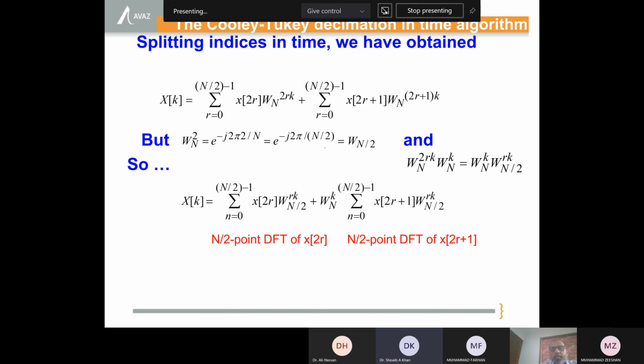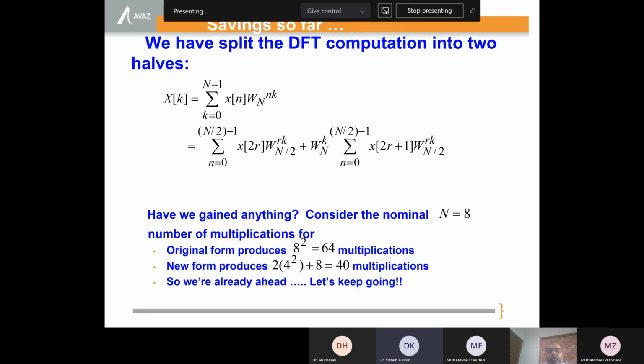Because you can always write this as N by 2, since you take the 2 down from here and write it with the exponential like this, you can write this as an N by 2 point DFT and this also as an N by 2 point DFT, with this factor which gets multiplied, called the twiddle factor. So you have already saved: as I showed you, instead of 64 you have only 40 multiplications.